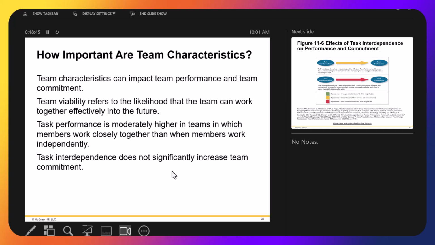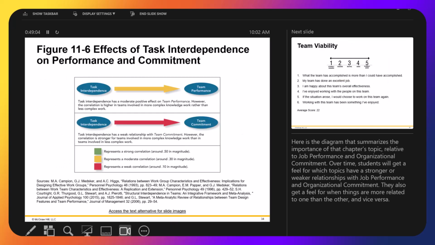Task interdependence does not significantly increase team commitment. Bottom line, I can be working with someone and we can be doing a task, but it doesn't necessarily increase my commitment to the team. Here we refer to that task interdependence. You see it has a moderate relation to team performance, but a weak relationship to team commitment.